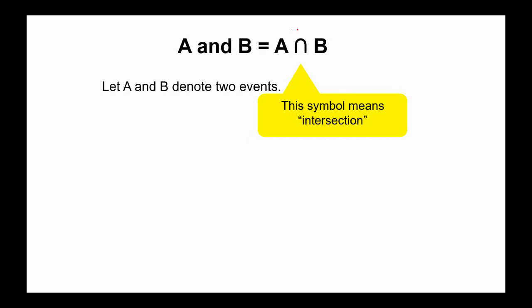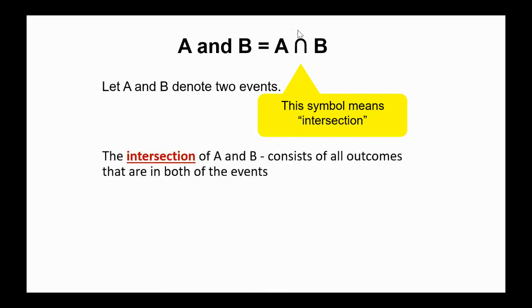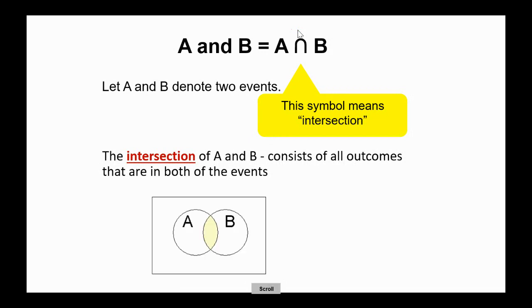Okay, anyways. The intersection of A and B consists of all outcomes that are in both of the events. So it's that part where the circles overlap each other. That's the intersection of A and B.